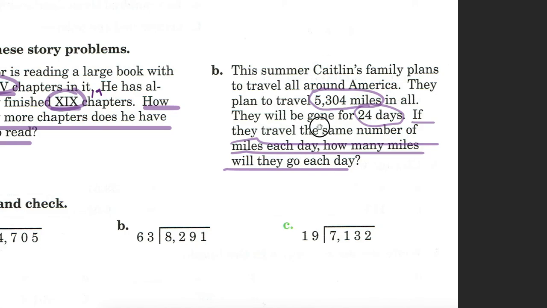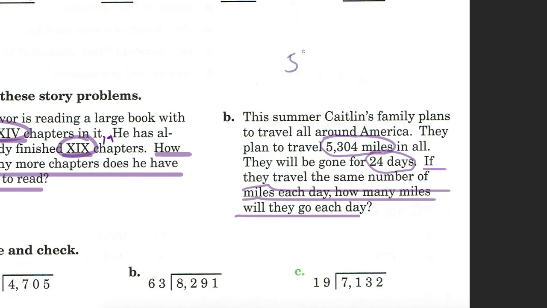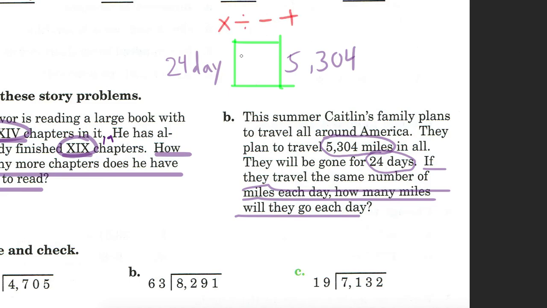So the whole trip is 5,304 miles long, and they have 24 hours, sorry, 24 days to do it in. So you have 24 days, and you have to travel 5,304 miles. What operation would you do? Would you multiply, divide, subtract, or add?